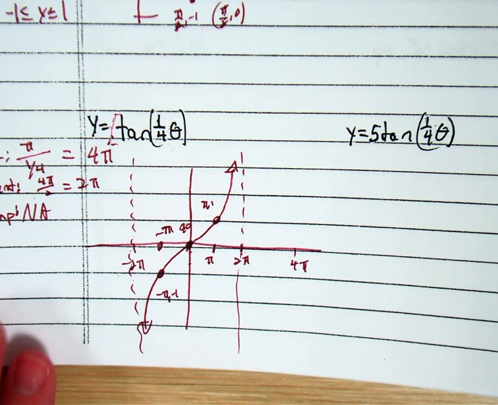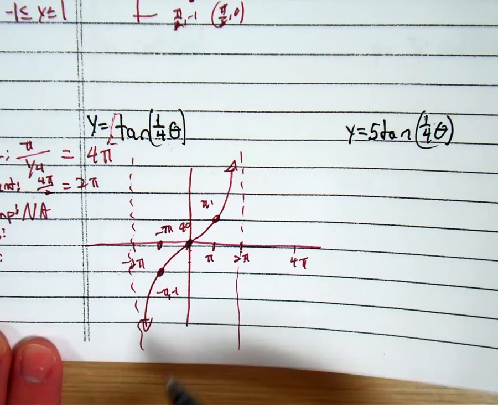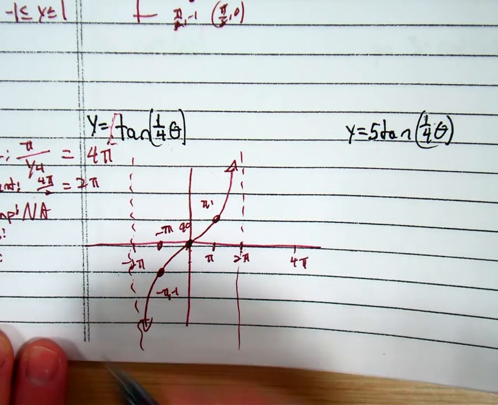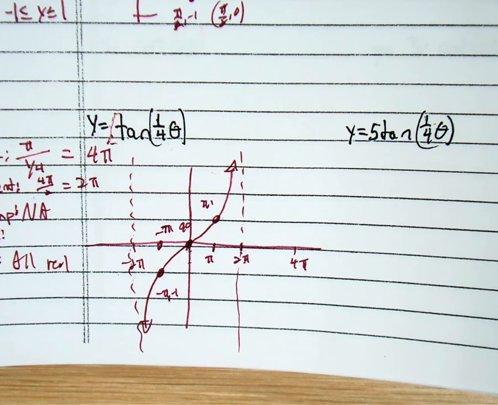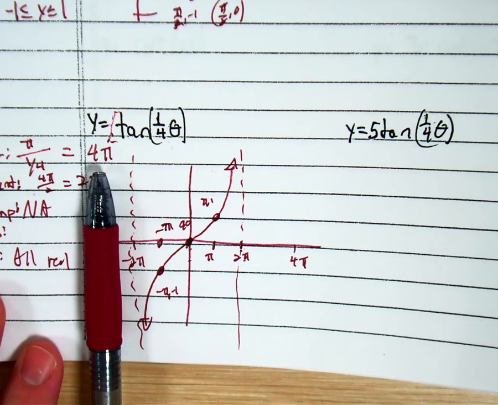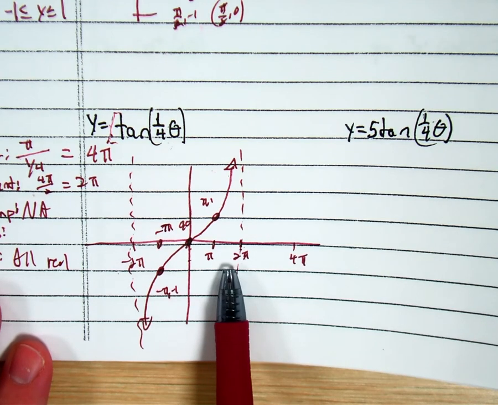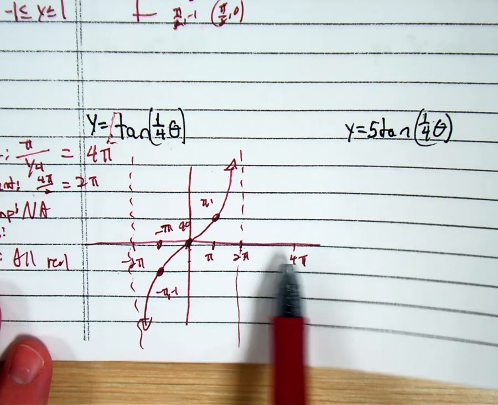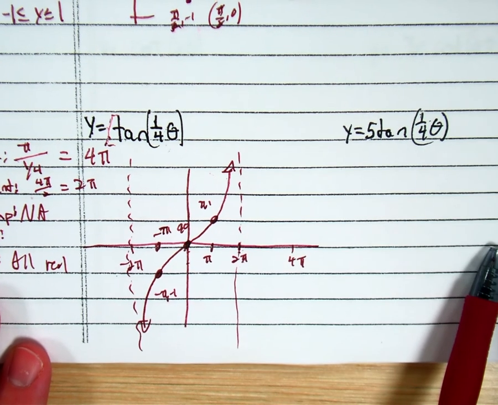All right, domain and range. Domain's going to be the weird one. Range, for this one, is going to go up forever, down forever. That's all reals. Let's look at our domain. Which values are we not using? We don't use negative 2 pi. 0's okay. We don't use positive 2 pi. 4 pi would be okay. 6 pi would be an asymptote. 8 pi would be okay. 10 pi would be an asymptote.